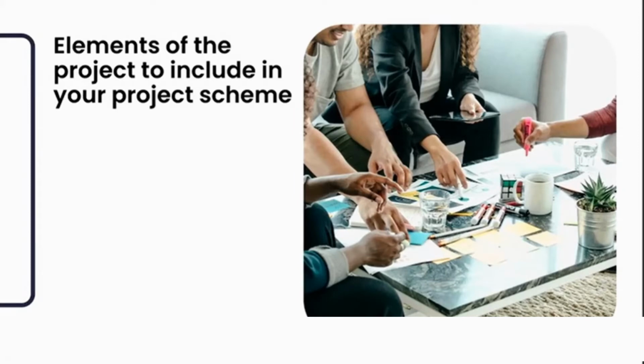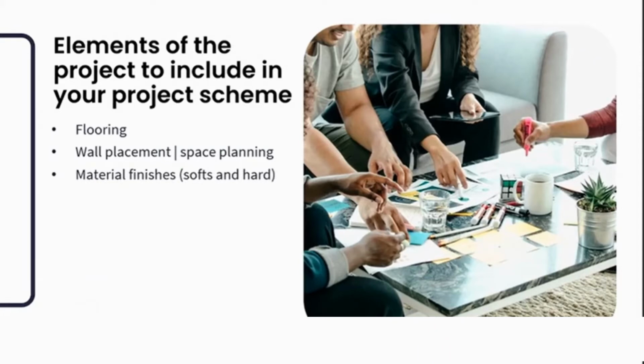So the answer that you're looking for is you need to include as much information about every aspect of the project that you're going to be involved in. So some of the areas that you want to look at are your flooring, your space planning or space development, material finishes such as paint finishes, wall coverings, skirtings, cornices.